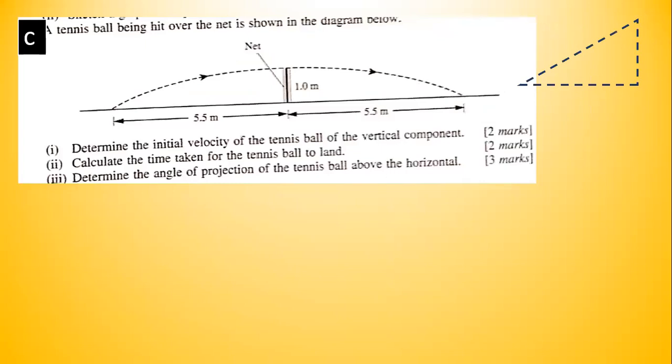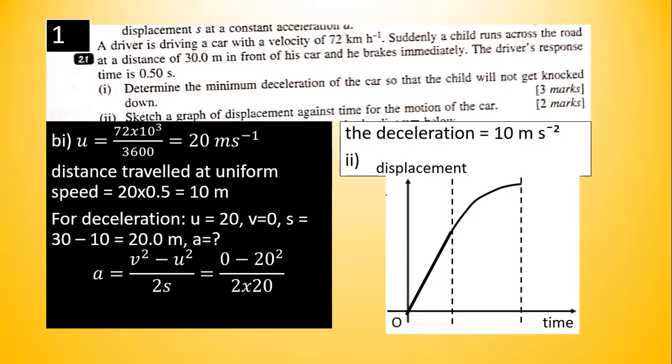It's all about sketching the graph, sir. Initially it's uniform velocity, so it's a straight line. After that, it's a deceleration, so it should be a curve. Oh, a parabola, the other way around. All right, okay.